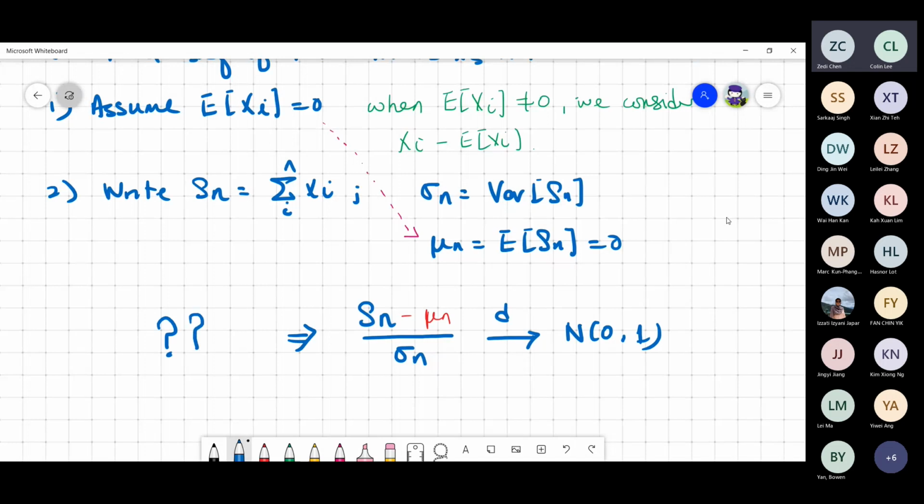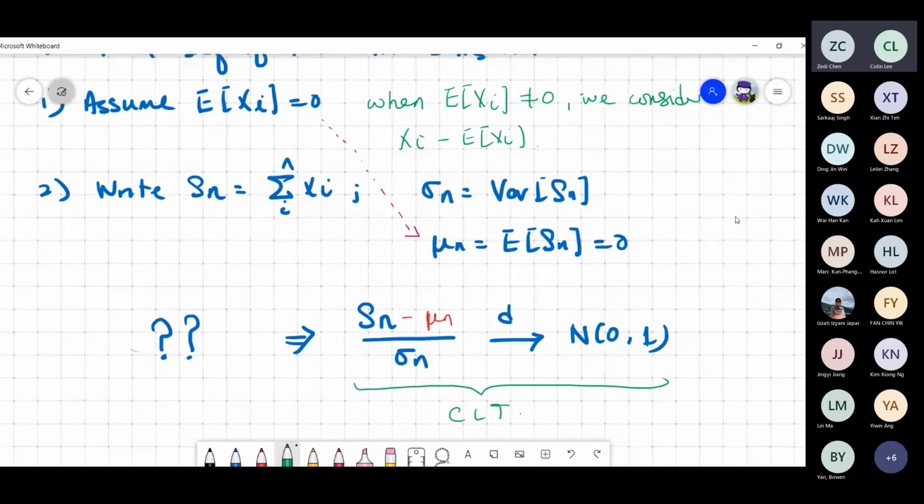For what condition can we have this situation? This is what we simply call the central limit theorems. We're going to look at under what situations this new sequence of random variables, Sn over sigma n, will converge in distribution to the standard normal distribution. This is what we're going to discuss in the section.